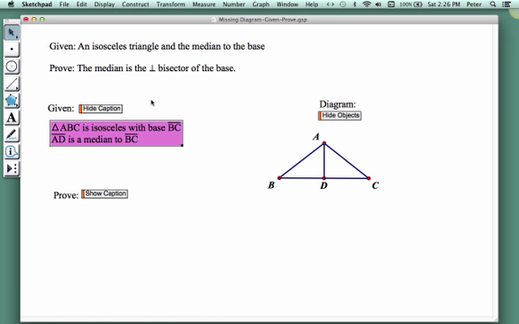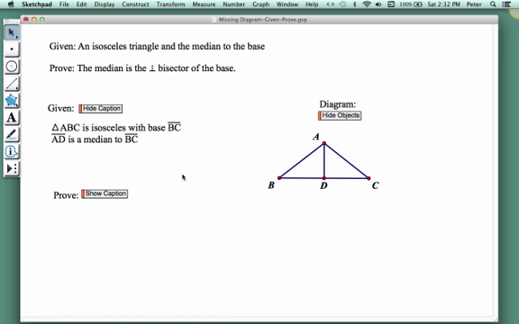So let's take a look at the givens. Triangle ABC is isosceles with base BC, and AD is a median to BC. Now that definitely restates what was given, and you'll notice that I always like to start off with triangle ABC, and I'd appreciate it if you would do that as well. It makes grading much easier if we all have things labeled the same way.